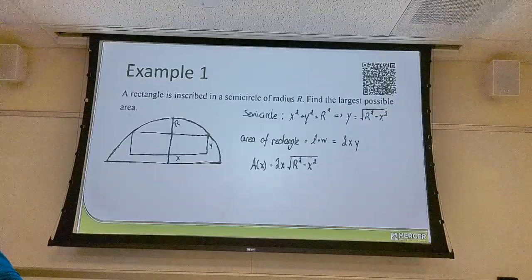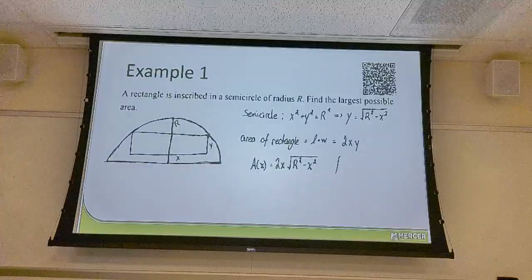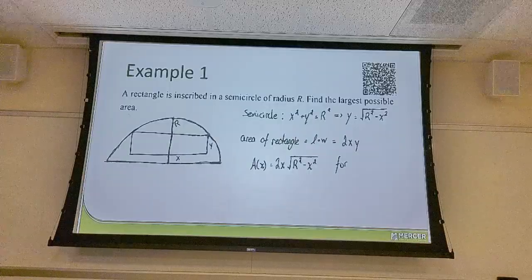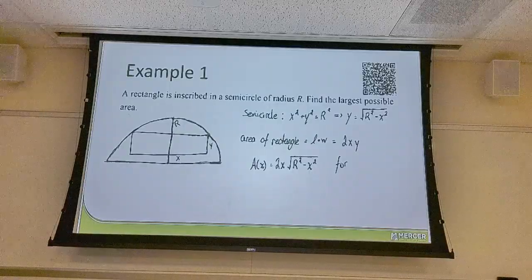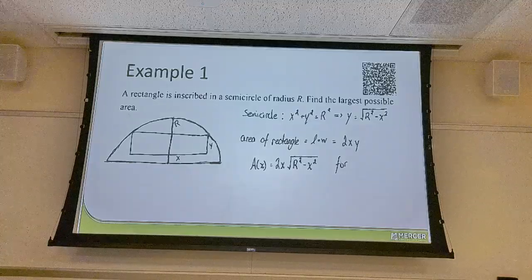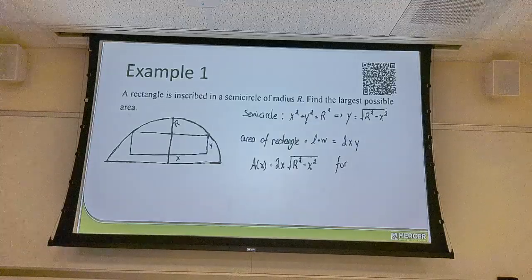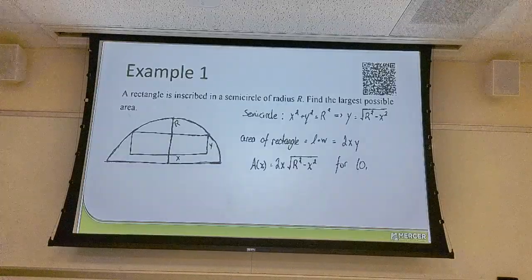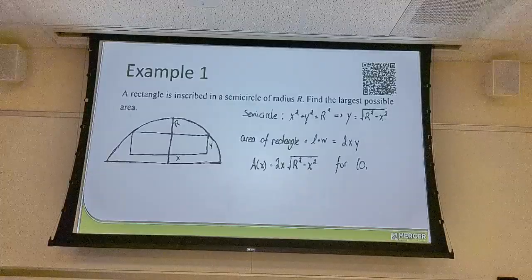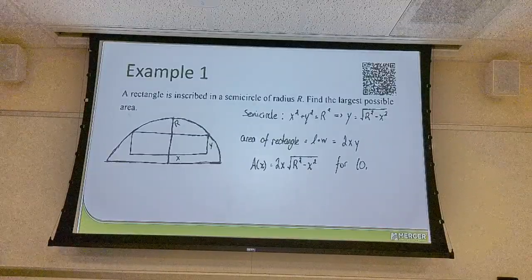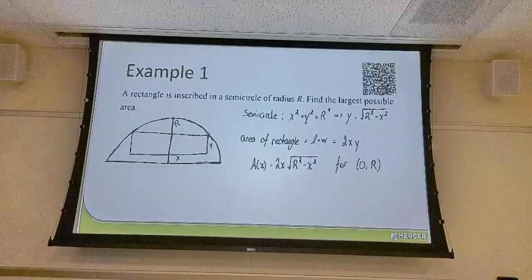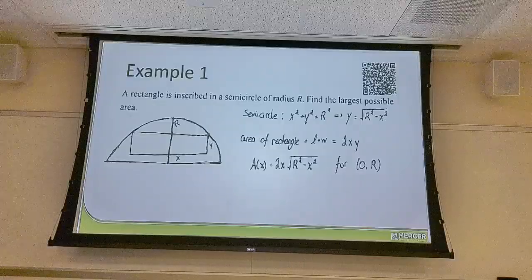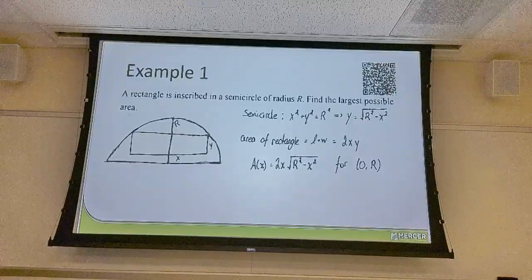Domain. Can x be negative? Can x be 0? Well, if it's 0, you don't have a rectangle anymore. What is the largest x could possibly go to? R. Only out to r. Now again, r is not included because at that point you would no longer have a rectangle.